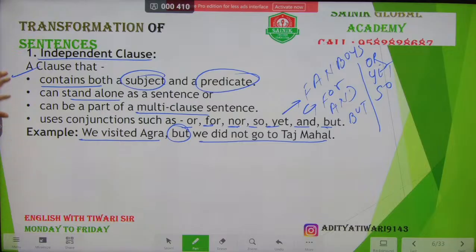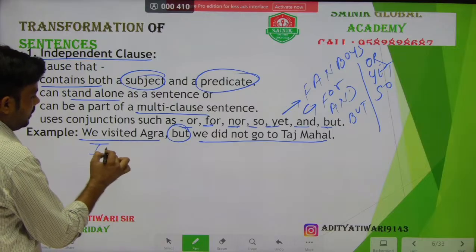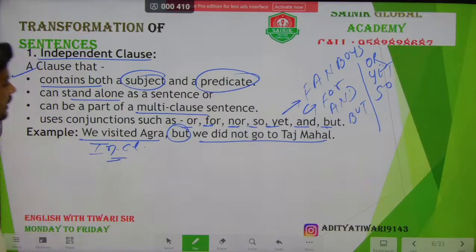See, so FANBOYS is a part of coordinating conjunctions, and here I have written "we visited Agra". So this one is what? This one is, we can say, an independent clause, because it is independent.